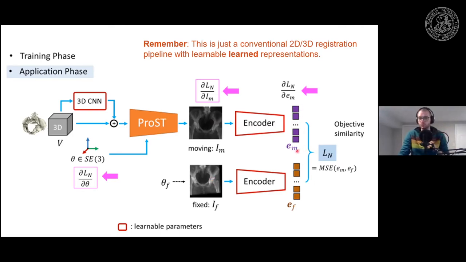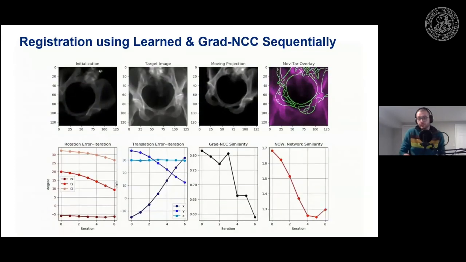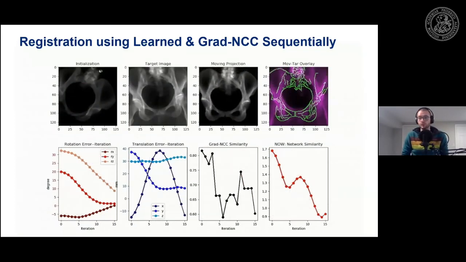We get the two representations that we're going to be comparing using a mean squared error loss. We compute the gradient with respect to this mean squared error here. We backpropagate that through our network into our pose parameter and take an update step. And that is then run iteratively in a conventional 2D, 3D image registration sense. And it turns out that if you do this, it works surprisingly well.